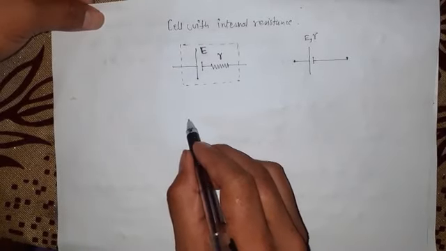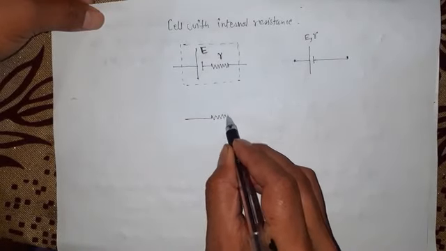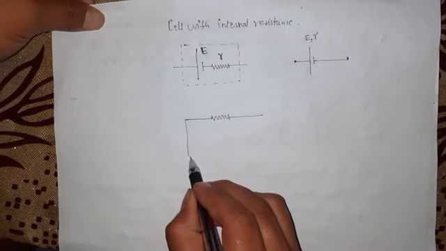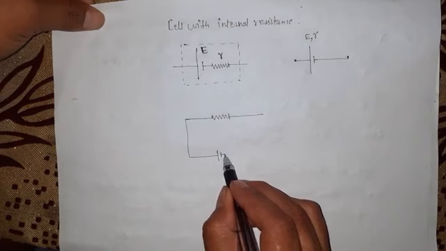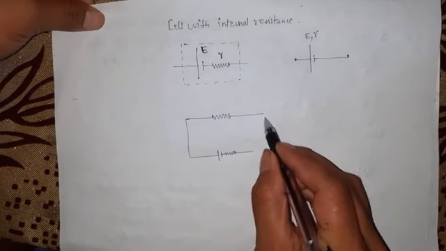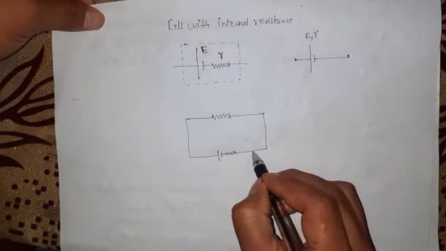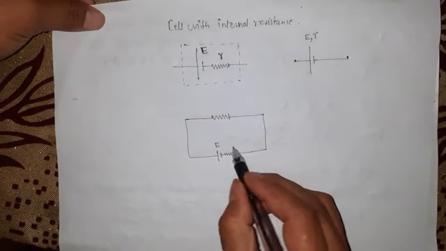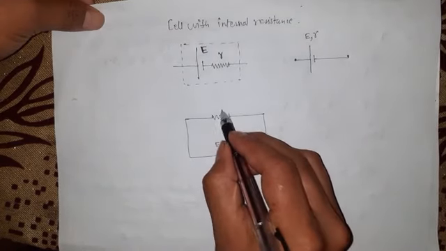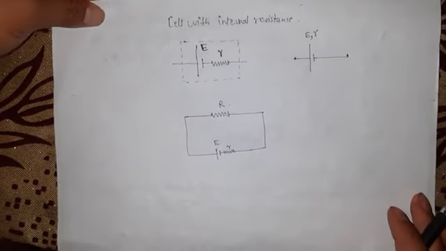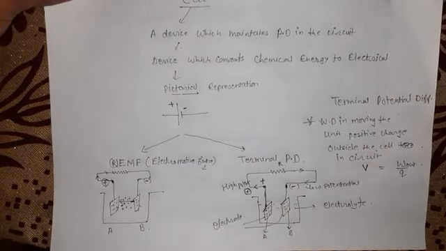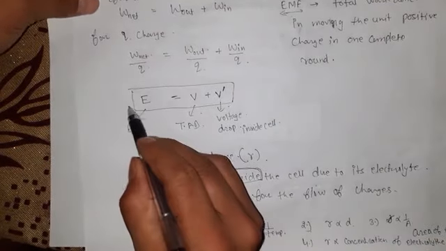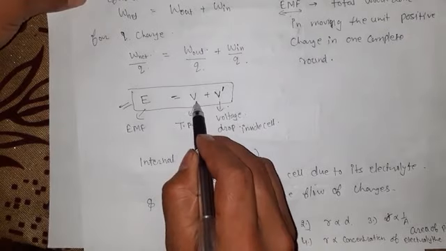Now look up over here, this is that circuit in which I am going to use this cell with internal resistance. Here I have used this cell with internal resistance. It is EMF of the cell. Here it is small r, it is that capital R. Okay, now as we have written over here one thing, look up over here, EMF of the cell is equal to that terminal potential difference plus V dash.